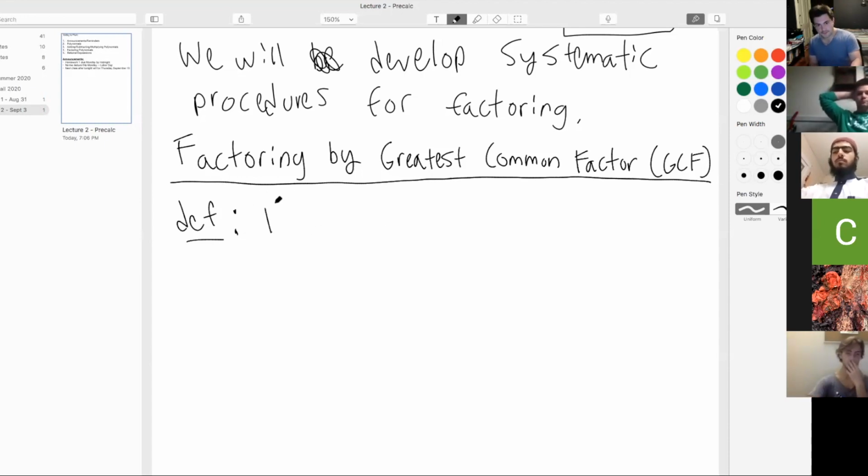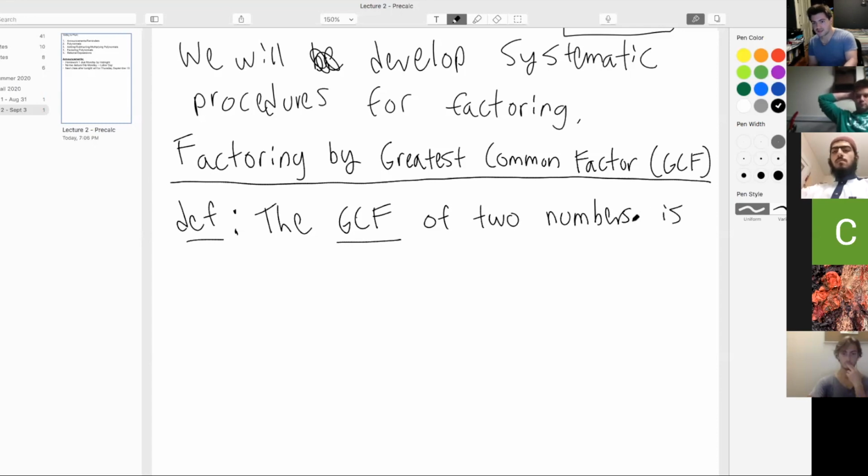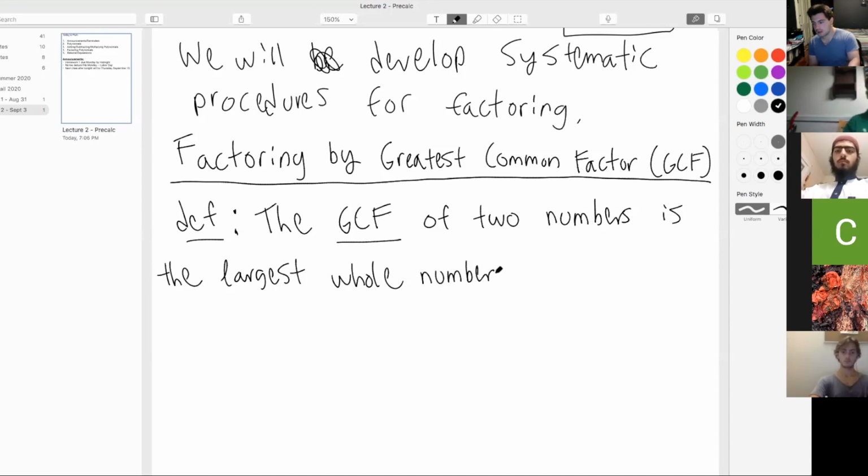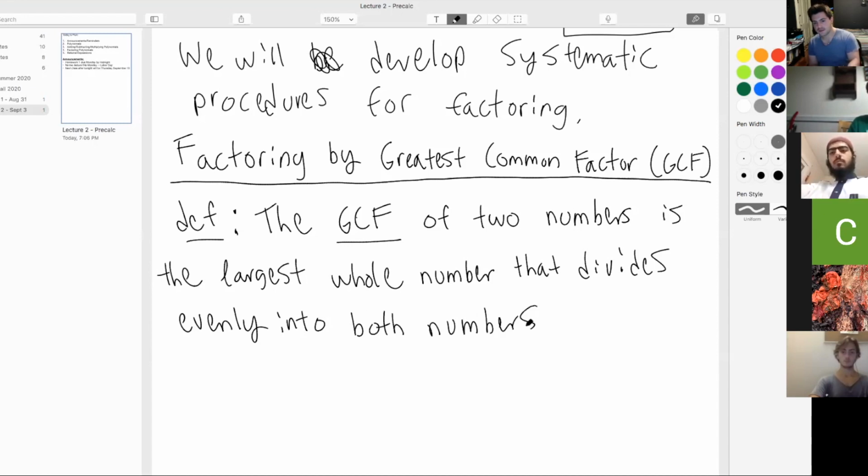The GCF, that's what I'm defining, so I'll underline it. The GCF, or greatest common factor, of two numbers is the largest whole number that divides evenly into both numbers.